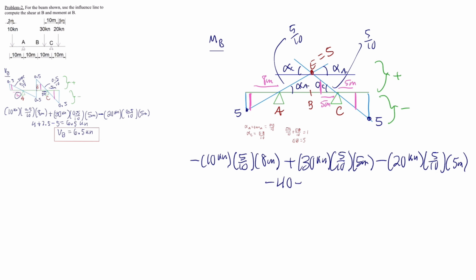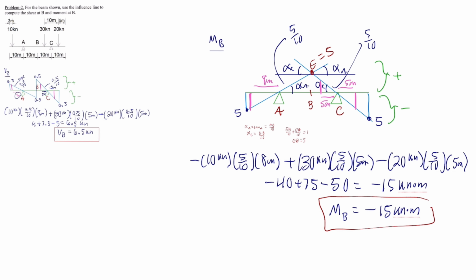We get negative 40 plus 75 minus 50, which is equal to negative 15 kilonewton-meters. So we get that the moment at B is equal to negative 15 kilonewton-meters. And that is our answer for part B of this problem. And that is the whole problem completed.